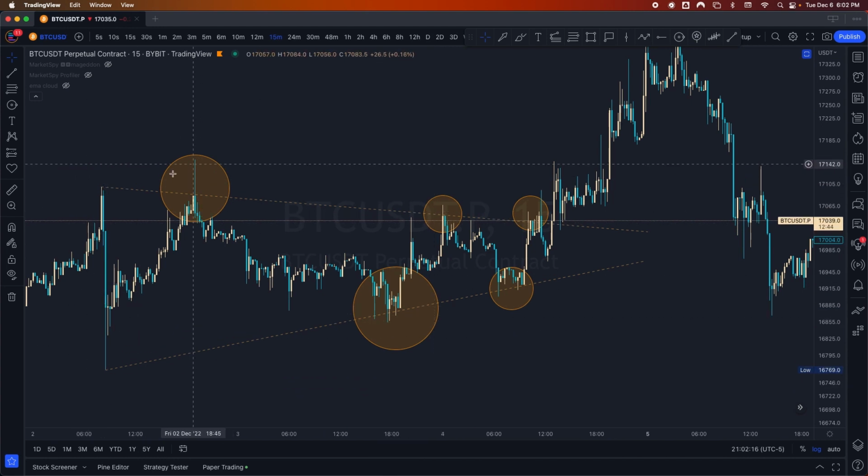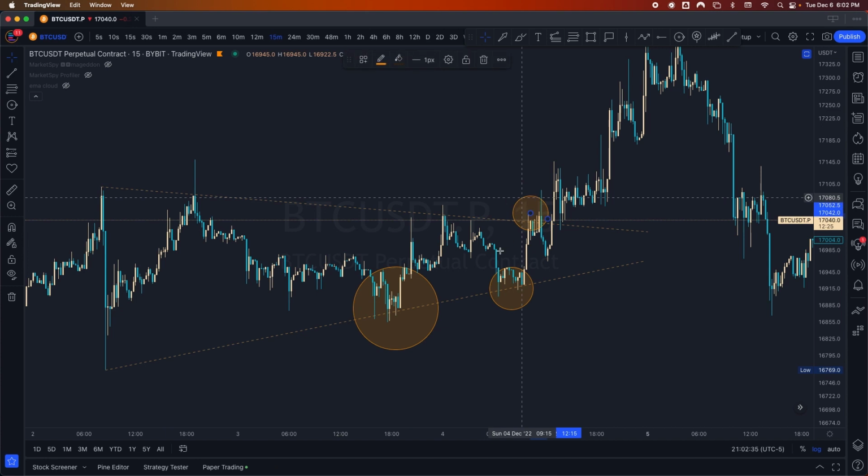Price bounces, comes up. Oh, we broke the high. Let's go long. You go long, and then you get eaten alive, right? Then, oh, we broke the trend line. Time to go short. It reverses. You get eaten alive. Vice versa, over and over and over again.